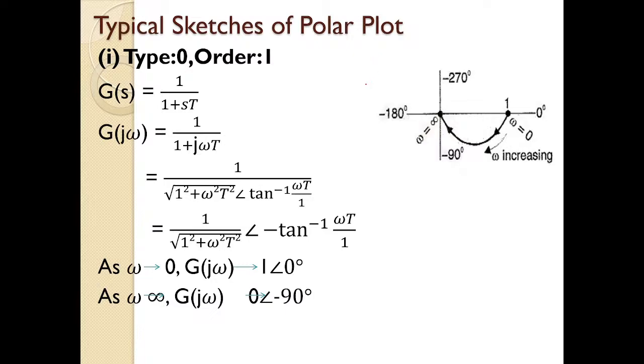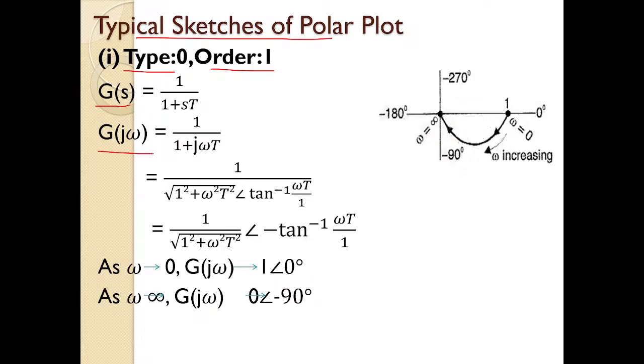Now let us see the typical sketches of the polar plot. Let us consider a type 0, order 1 system. You can see here the order of the system: the highest power of s is 1 here. So the order of the system is 1 and the type is 0. So it is a type 0 order 1 system, for which G(s) is given here.